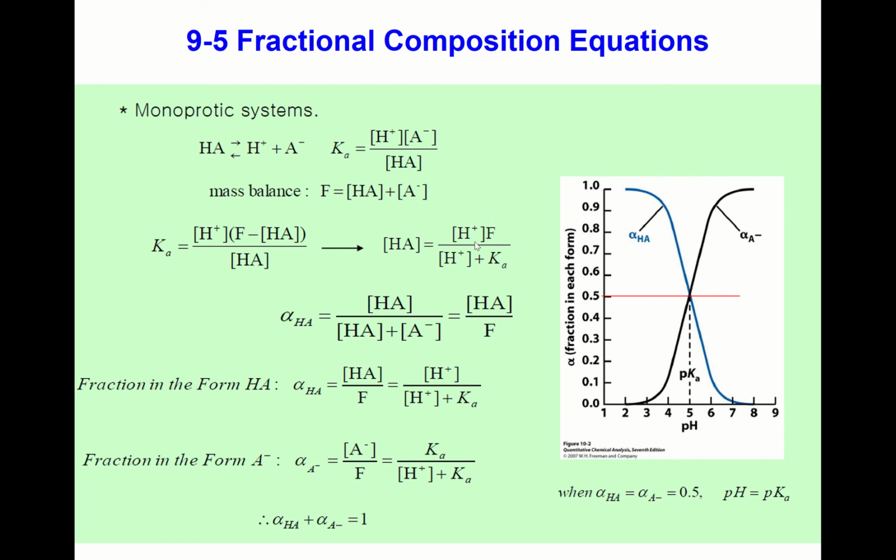And the fraction, or fractional composition, is given by what? This is the actual definition. The fractional composition of HA is the equilibrium concentration of HA divided by the total concentration, which is the formal concentration. Like that. And then here we simplify this one for alpha. The symbol is alpha, right?